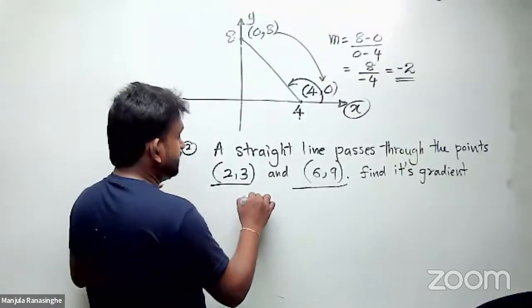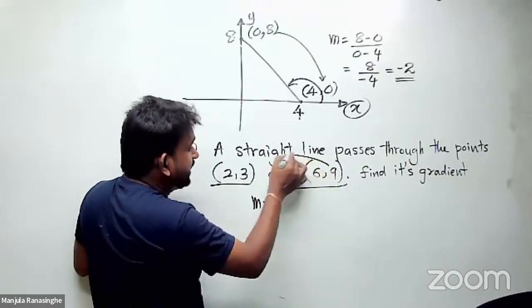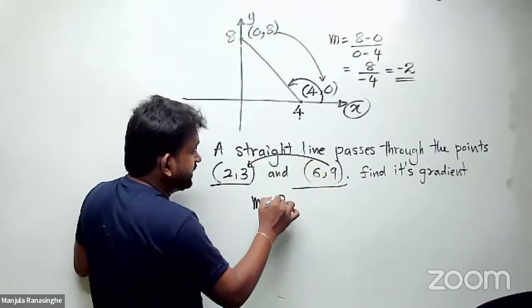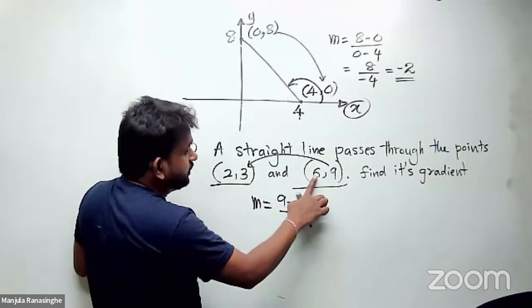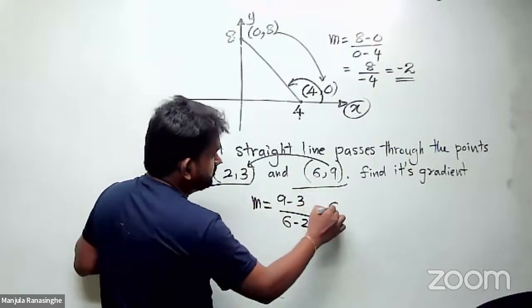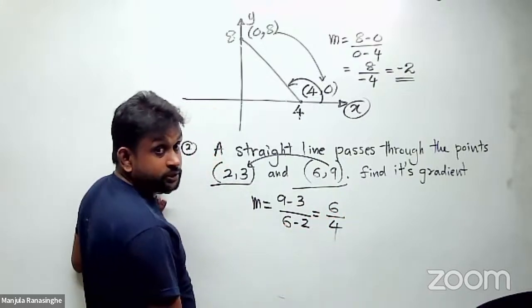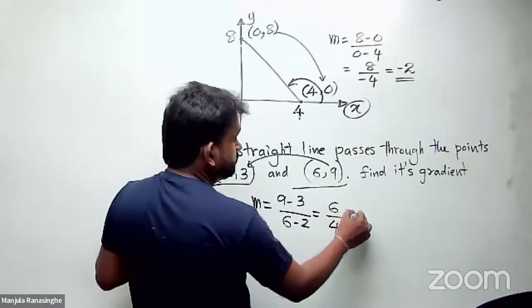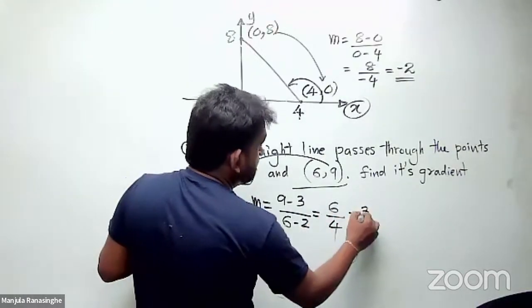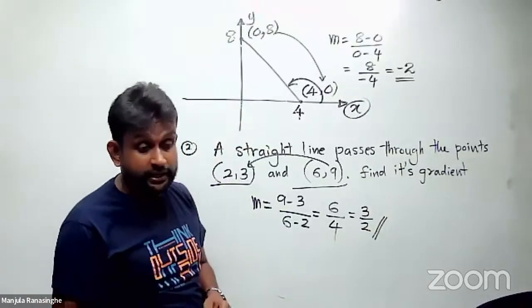Right. Gradient. How to find? Just two coordinates are given. Just subtract in this manner. Y difference, 9 subtract 3, divide by 6 subtract 2. So 9 subtract 3 means 6, divide by 6 subtract 2 means 4. Just 6 upon 4. How to simplify? By 2: 2, 3, 2, 2. Then 3 upon 2. So that is the gradient.